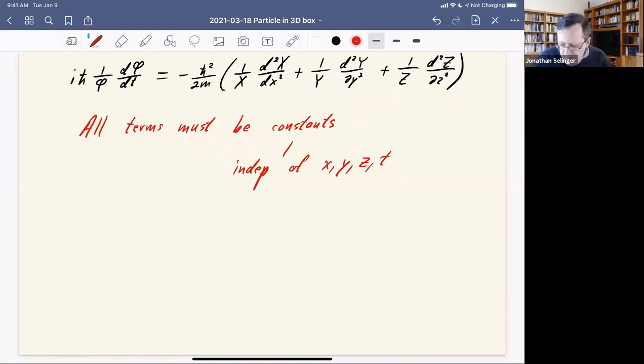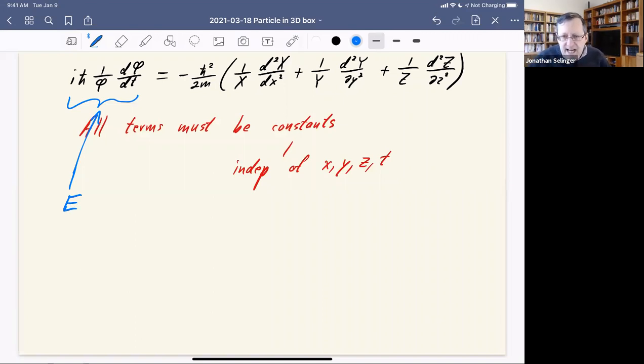So let's make up nice names for all these constants, names that are analogous to what we expect from the one-dimensional solution we already did. Over here, we know what this thing is in the one-dimensional solution: it's energy. So let's call this constant E for energy. I bet it'll be energy again.